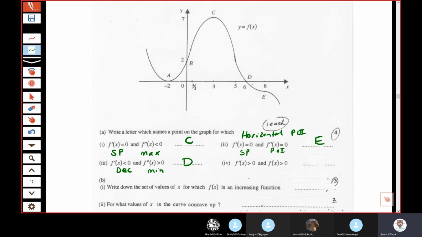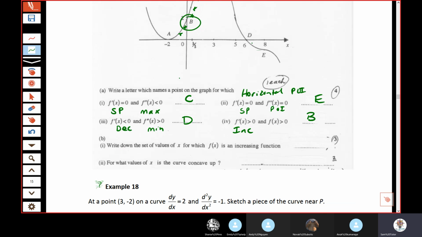All right, last one. Y dash greater than 0, it's increasing, and f of x is greater than 0. What does f of x greater than 0 mean again? The graph is above 0. So where is the graph above 0, and it's increasing? B. Right there, it's increasing, and the graph is above 0. Sounds good? All right.